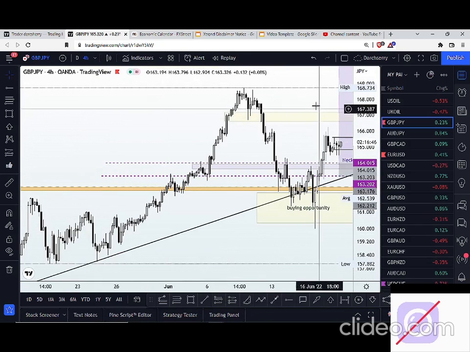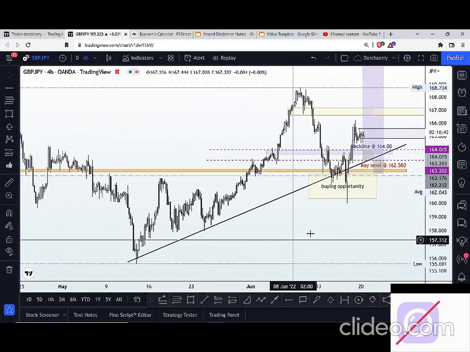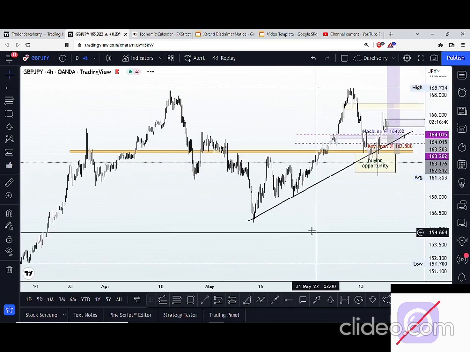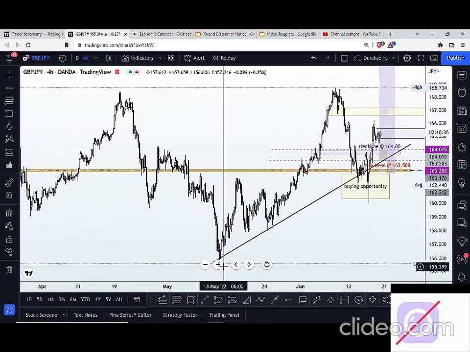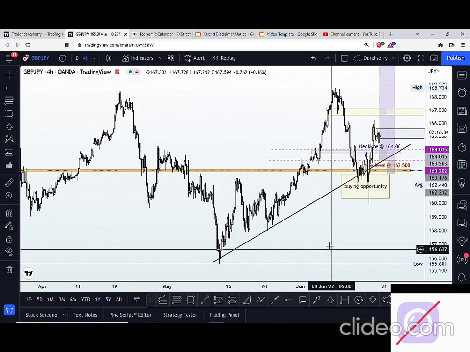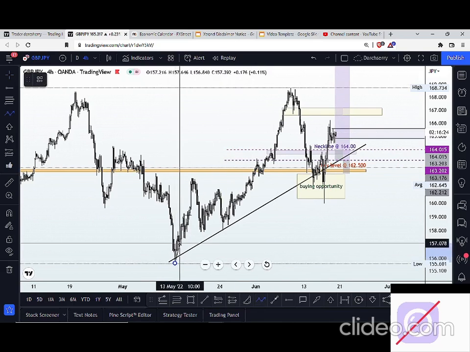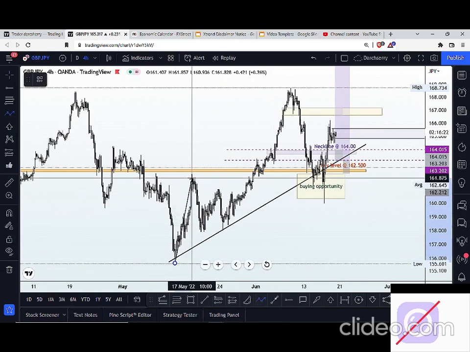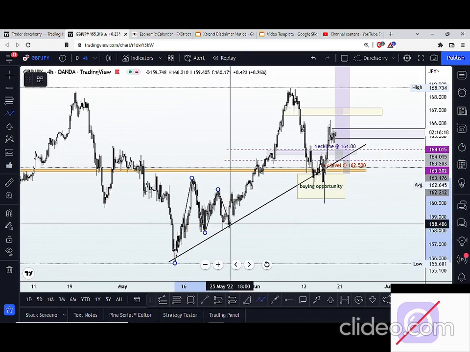Now, if we look at what is happening here on the GBP JPY, it is obvious that we are on a bullish trend. If we zoom into what has been happening since mid-May of this year, we can see price has been trending to the upside, connecting a series of higher lows. We could find a bullish trend line to work with as we head into the new week.